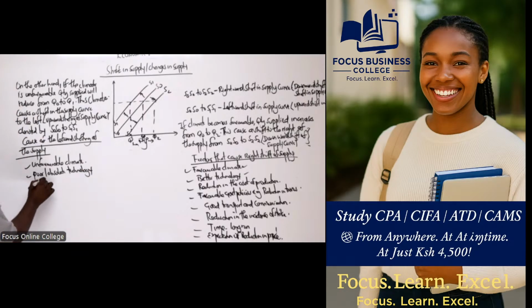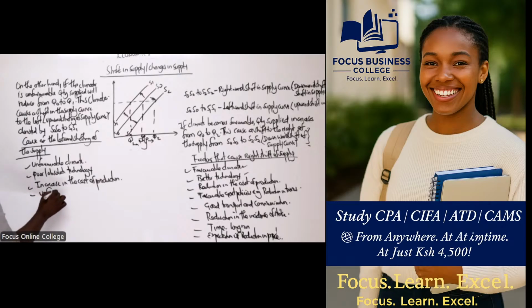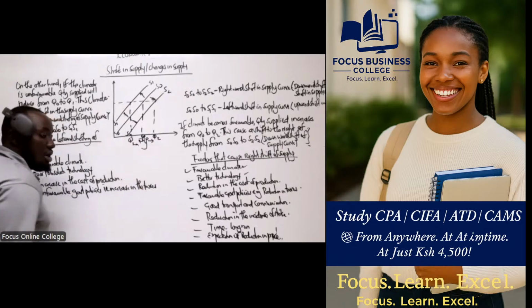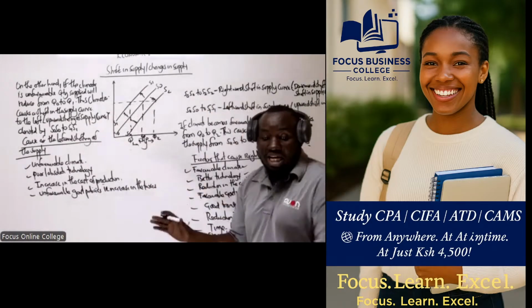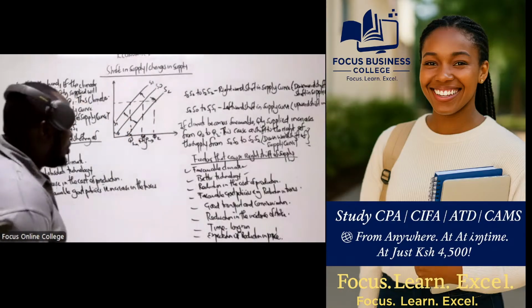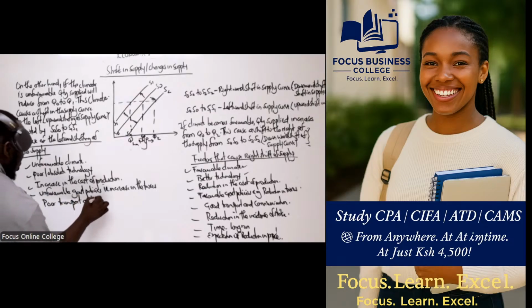Then we have the next, the increase in the cost of production. Then you have unfavorable government policies, for example, an increase in taxes. Whenever we have instances of increase in taxes, that is an unfavorable government policy. Then we can talk about poor transport and communication.